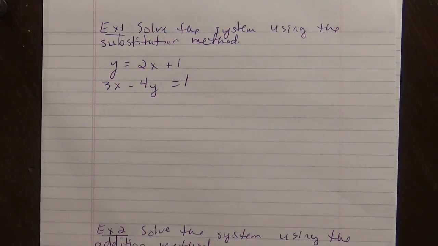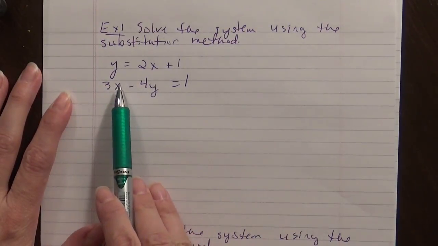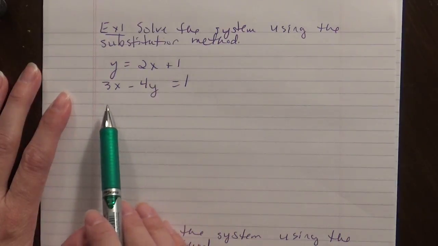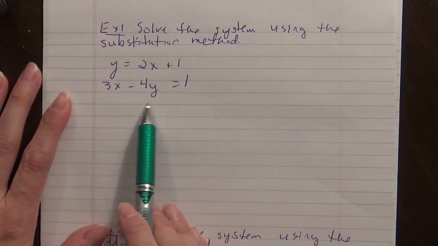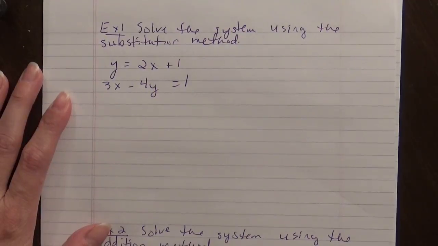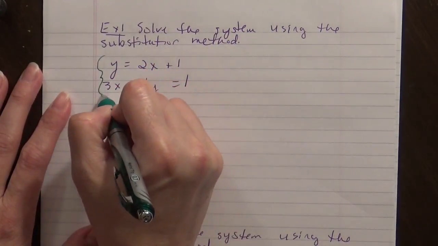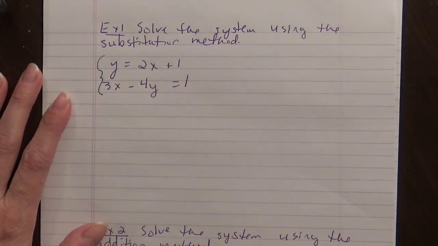I'm going to do an example using the substitution method first. In example 1, we want to solve the system of equations y equals 2x plus 1 and also 3x minus 4y equals 1. So we're solving these at the same time. This is just my preference, but I like to put a little symbol around the two equations just to indicate that I'm working with these at the same time.